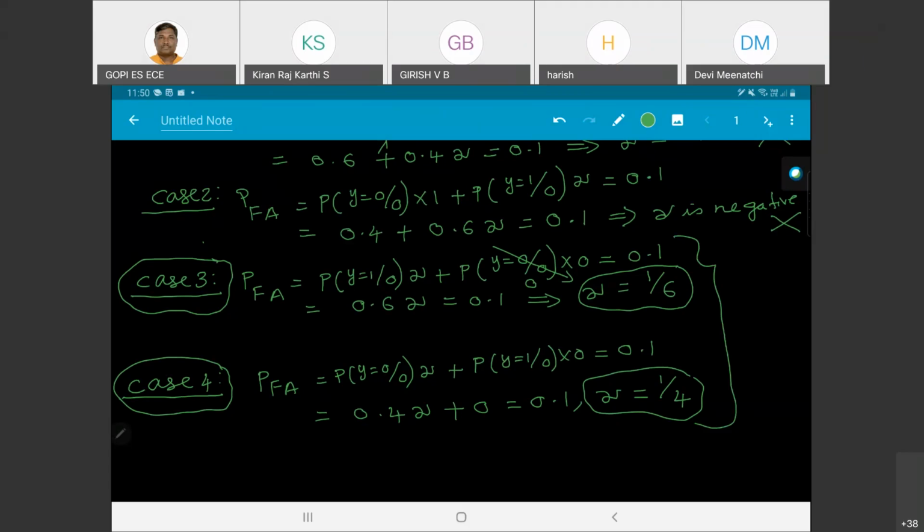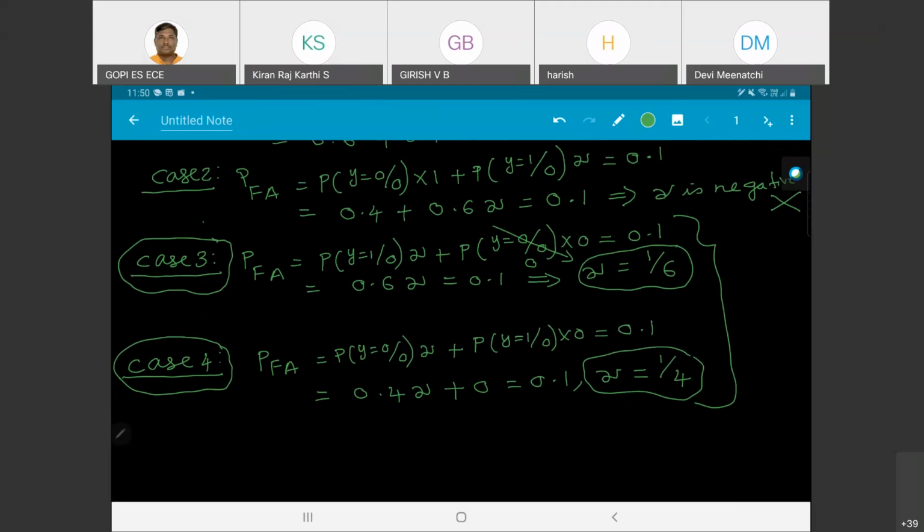Among 3 and 4, one rule we are going to freeze, because case 1 and case 2 are ruled out. Among case 3 and case 4 we have to choose one, right? Our goal is to minimize the probability of detection. For case 1 and case 2 we need not find the probability of detection because gamma is already negative. But for case 3 and case 4, we can calculate this probability of detection.